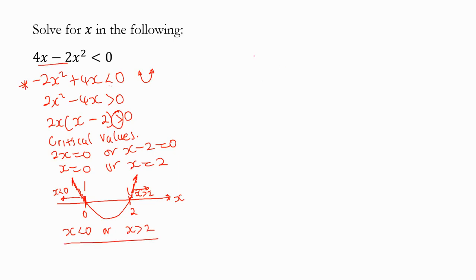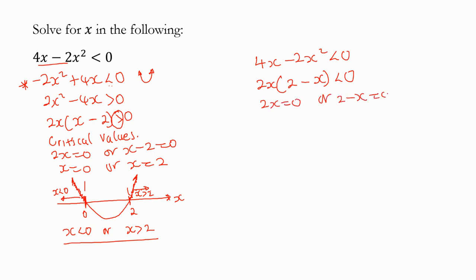Right, you could have used the equation as it is, 2x minus 2x squared less than 0, without dividing everything by negative 1. So here we have the highest common factor, which is 2x. And then we have 2 minus x less than 0, meaning that 2x is equal to 0 or 2 minus x is equal to 0. Then x is equal to 0 or x is equal to 2. So the critical values are the same. But now you take note, our inequality sign did not change. We're saying less than 0.